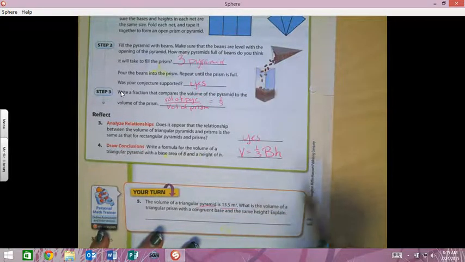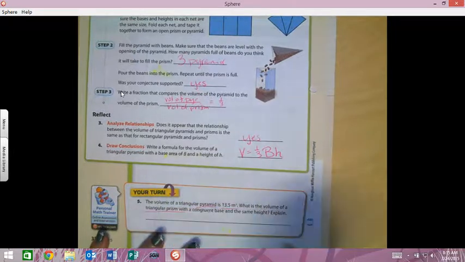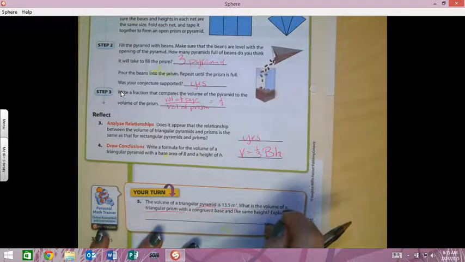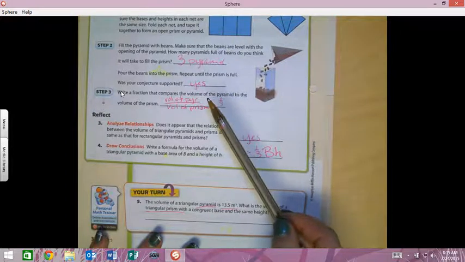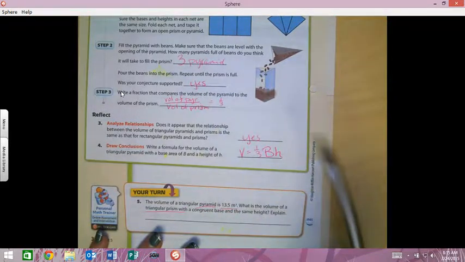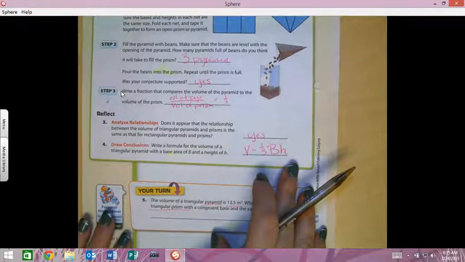They want to know the volume of a prism with the same base and the same height. So you're going to have to refer back to this ratio. How much bigger is that prism going to be than a pyramid? Okay, so pause your video, and when you come back, you'll get your answer.